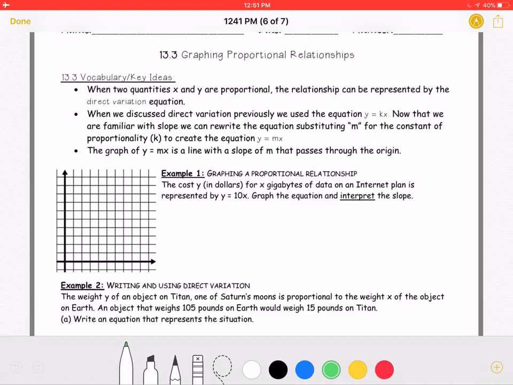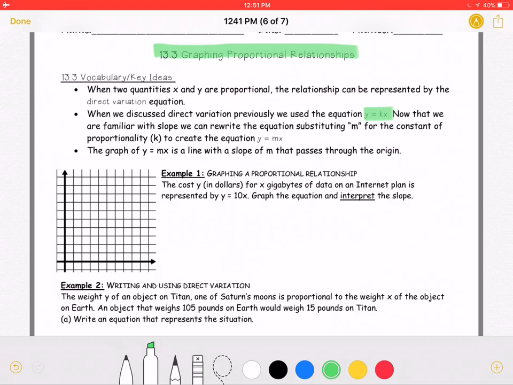Guys, we're flashing back to earlier in the year. We did direct variation already. We also did that equation. So when we discussed direct variation previously, we used the equation y equals kx. Maybe that is ringing a bell. Maybe you're like, I don't really remember that. So direct variation equation: y equals kx.